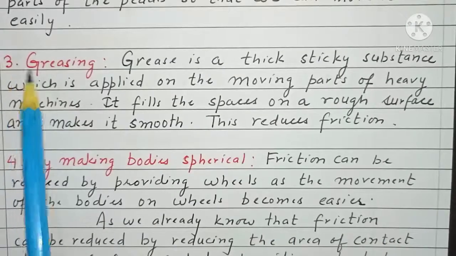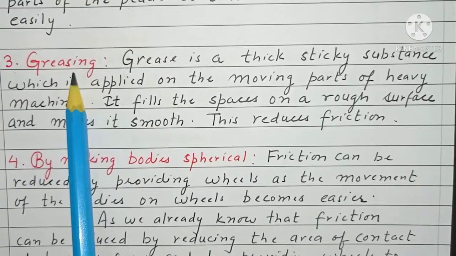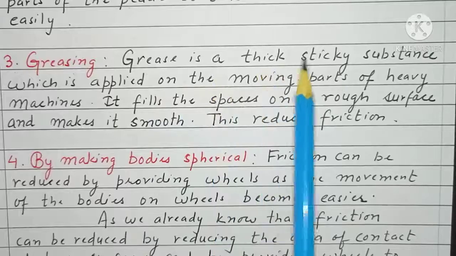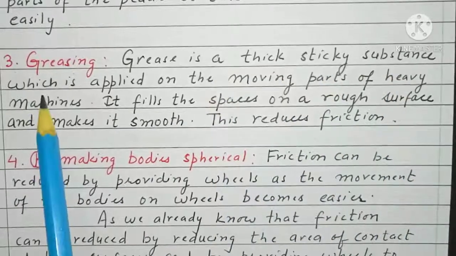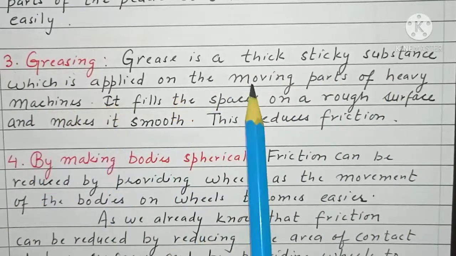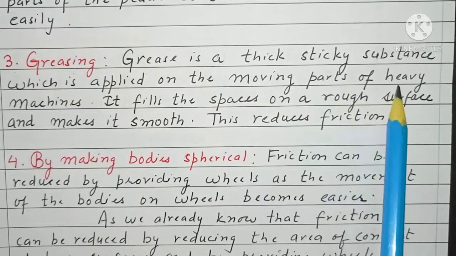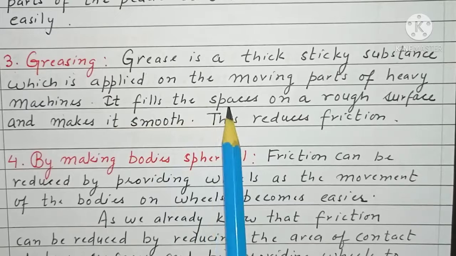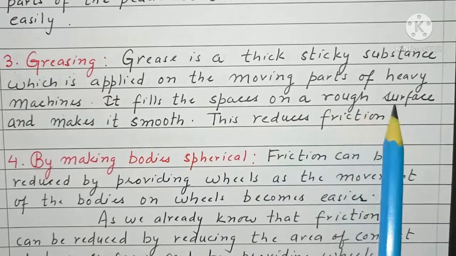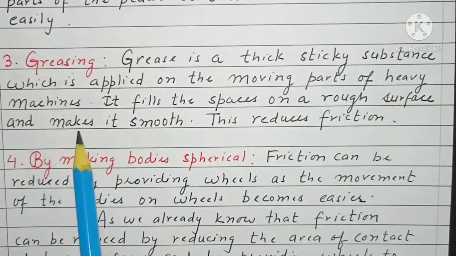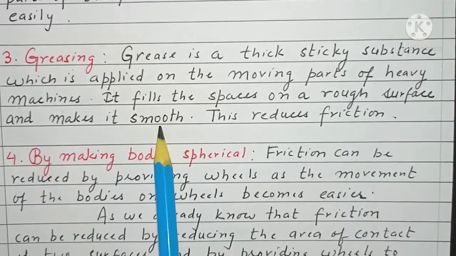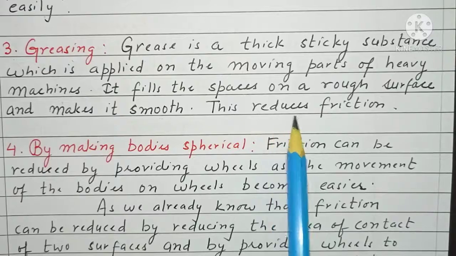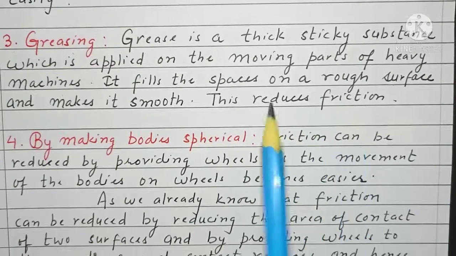The third method is greasing. First of all, what is grease? Grease is a thick, sticky substance which is applied on the moving parts of heavy machines. It fills the spaces on a rough surface and makes it smooth. And smoothing of the surface is reducing the friction.